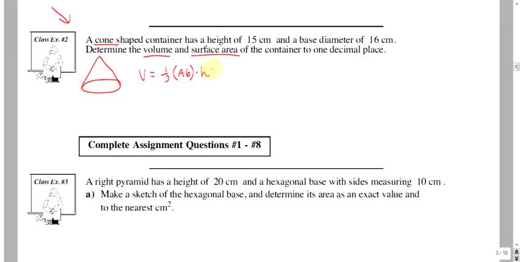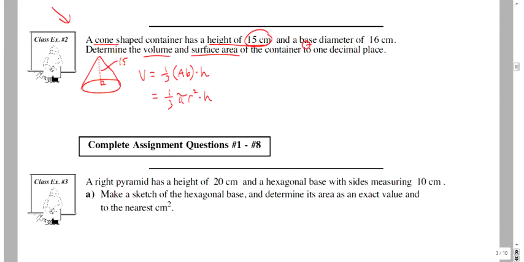What's the area of a base of a cone? It's a circle. What's the area of a circle? Pi r squared times height. Okay. To get the volume, I need r and I need h, the height. Am I given it? Yes. The height is 15. That's from the center to the top.